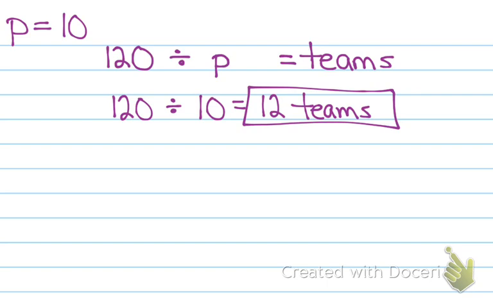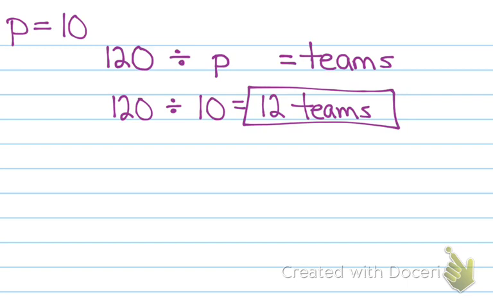So that means I have 12 teams in this league. Okay. But what if I say, well, you know, 12 teams is a little much. What if I wanted fewer teams? How could I have fewer teams but still keep all 120 players? Anybody know? How could I have fewer teams, Lexi? You'd have 12 players on each team.